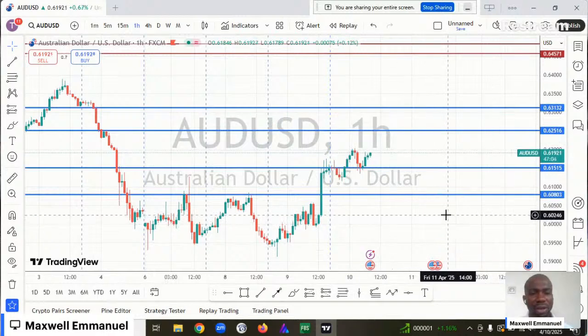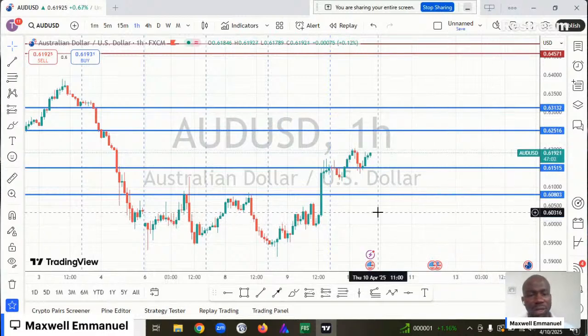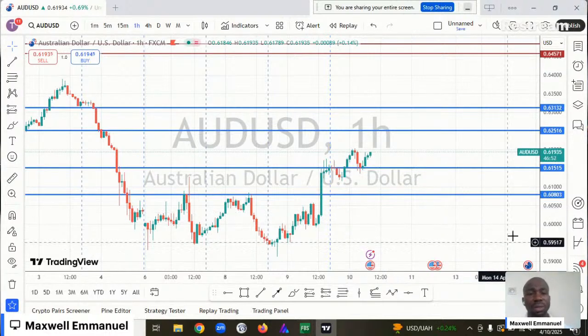I hope you're prepared for CPI. If you have any running trade that is in profit, do everything possible to protect your profit. If it's closing partials, do close partials. If it is trailing your stops, trail your stops.